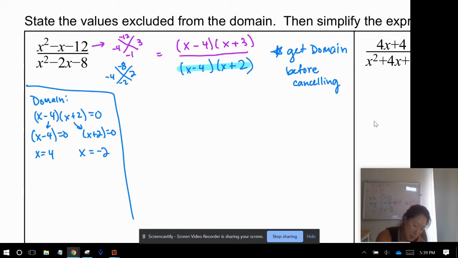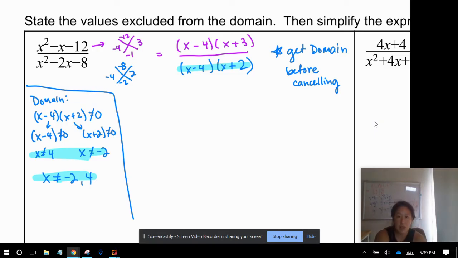So what we're actually looking for is when this function doesn't work, when the denominator equals 0. So we're saying the function cannot equal 0, so x cannot equal 4 and x cannot equal negative 2. This is my domain, okay? Or we can write it as, actually, let's say x cannot equal negative 2 or 4, so as a list.